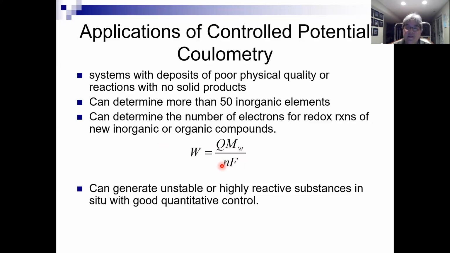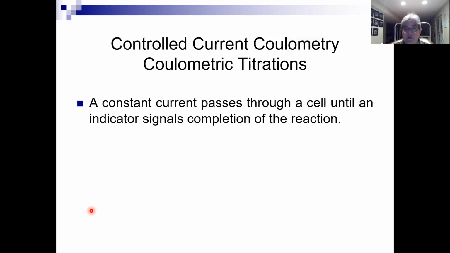You can generate things that are unstable, just using current to generate a small amount with very good control. Notice you can generate it in situ. That means during the process, you generate what you need to use. Okay, so those are the applications of the controlled potential coulometry.